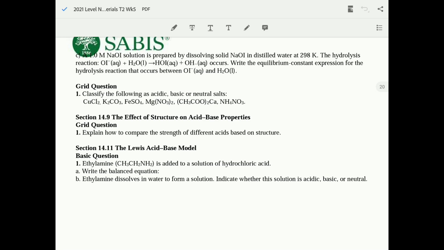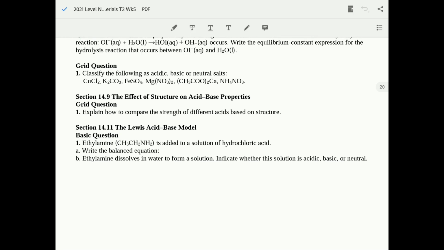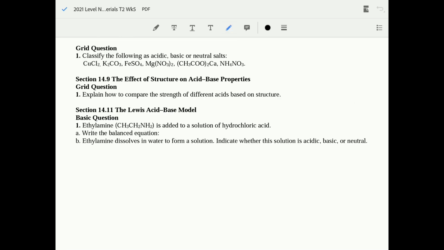I'll give you guys a few seconds to do basic question 1 for section 14.11, and then we'll check together. Alright. Ethylamine, CH3CH2NH2, is added to a solution of hydrochloric acid. Let's write the balanced equation. So CH3CH2NH2.